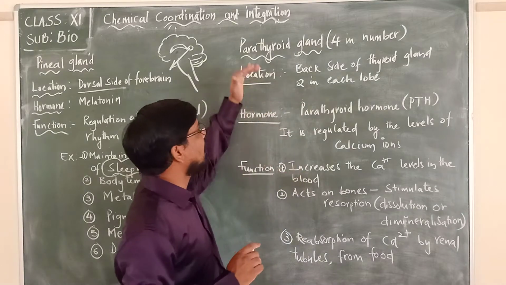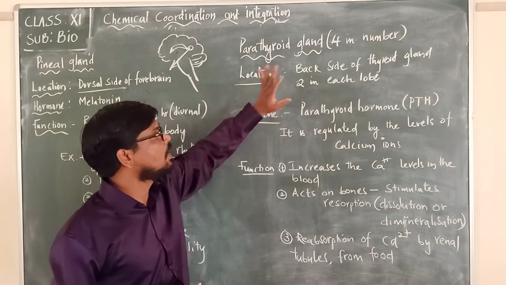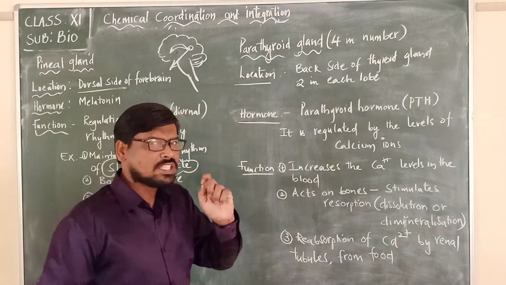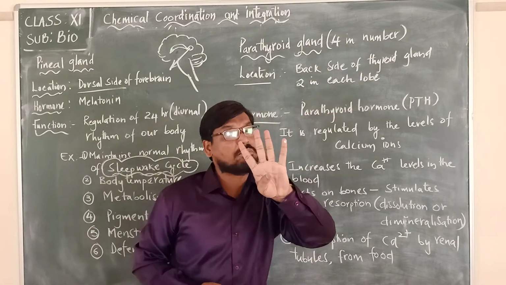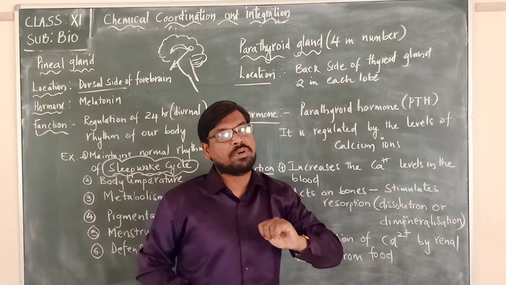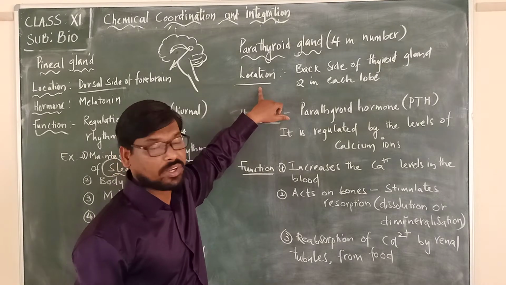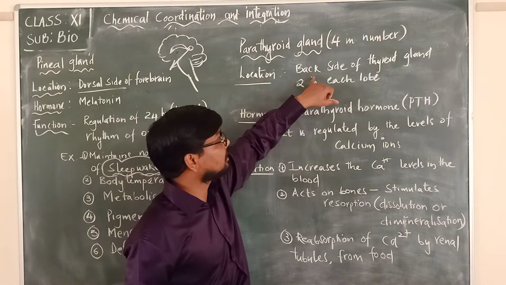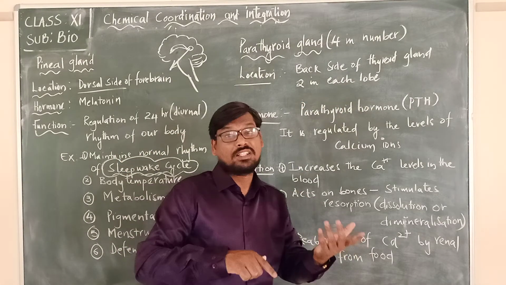Now let us look at another gland called the parathyroid gland. This parathyroid gland is present in 4 in number, as small lobules or lobes. Now the point is, where are they present? If you are looking at the location, they are present on the back side of the thyroid gland.